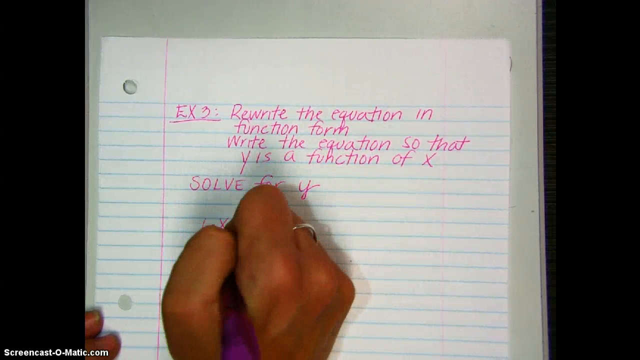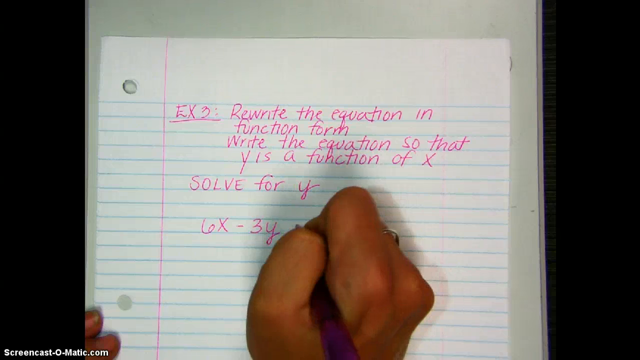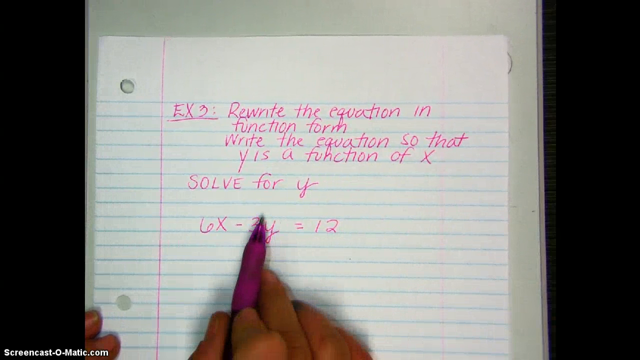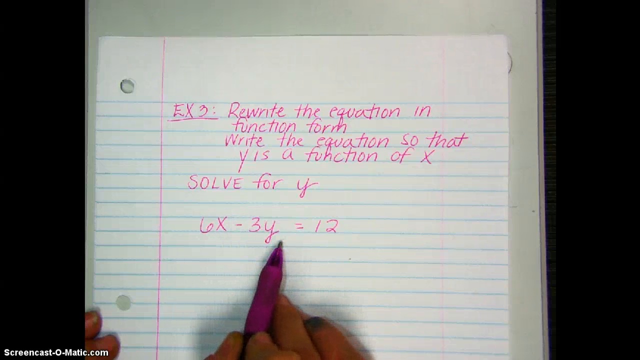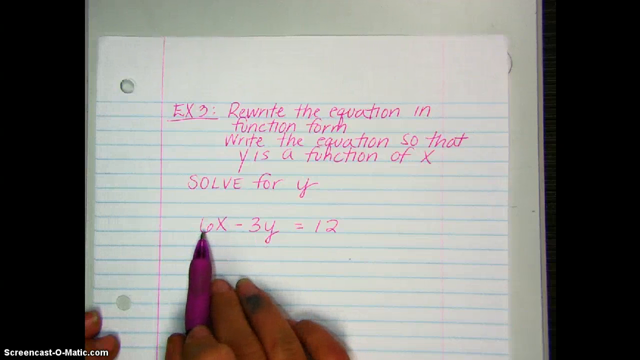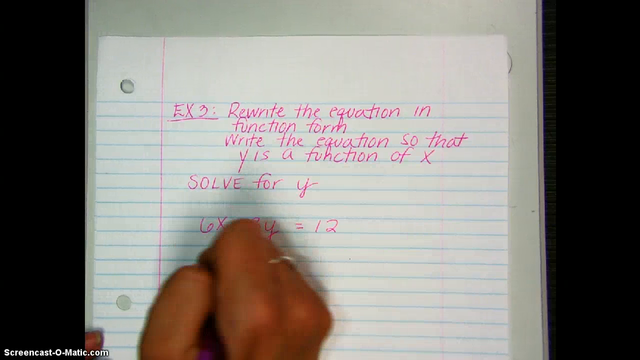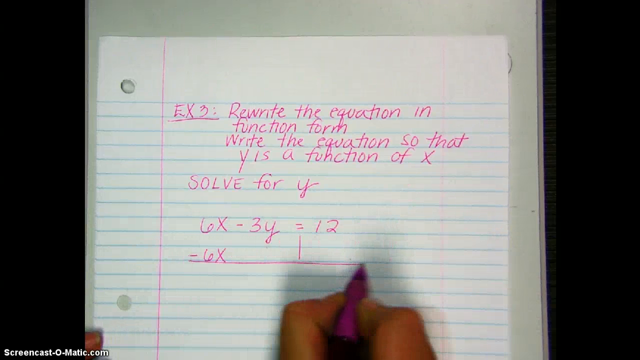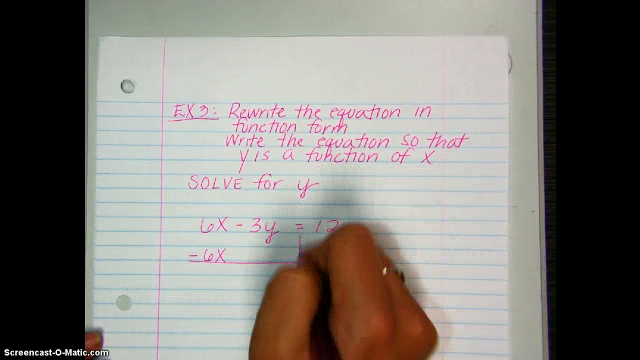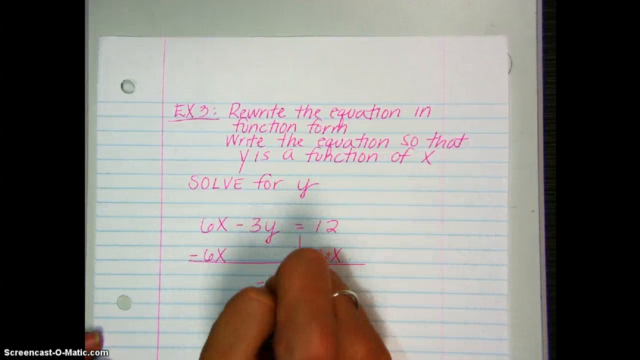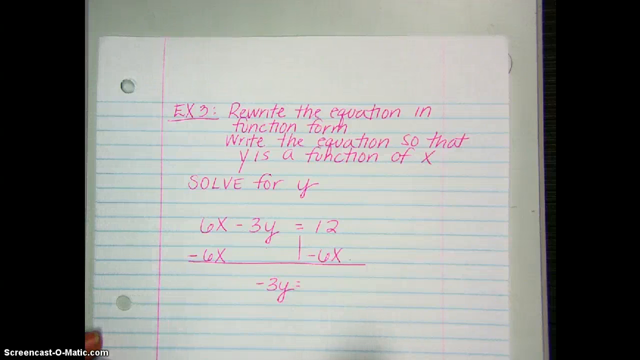Let's say we have 6x minus 3y equals 12. Okay, we want y by itself. So we need to get rid of this negative 3 that's being multiplied by y, and we also need to get rid of this 6x, which is a positive 6x, so it's being added. So we do the opposite in the opposite direction. Our first step is to get rid of this 6x. Whatever we do to one side, we got to do to the other. Bring down the equal sign. By taking away the 6x here, we're left with negative 3y. So we're one step closer to y being by itself.